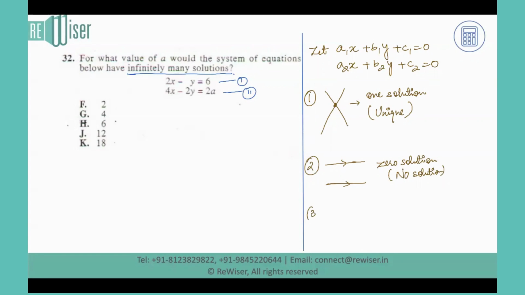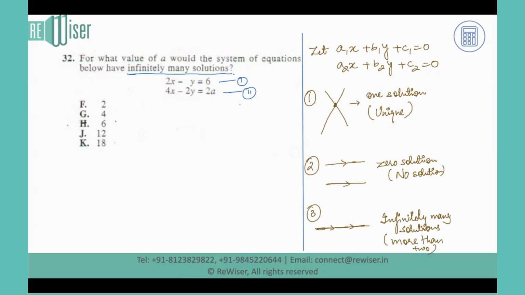The third condition is when one of the lines lies on top of the other line. One line is overlapping the other. They are also called coincident lines, and they have infinitely many solutions between them. In other words, we can also say that they have more than two solutions.